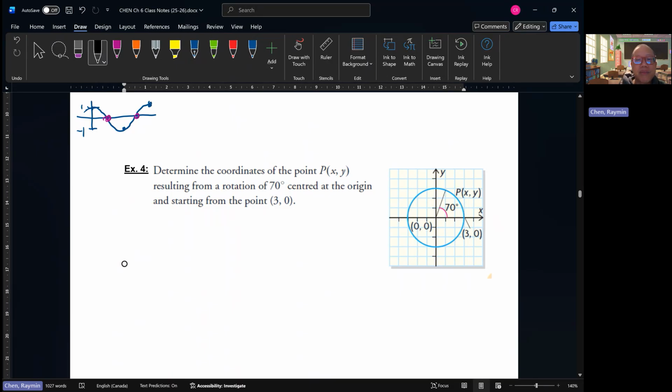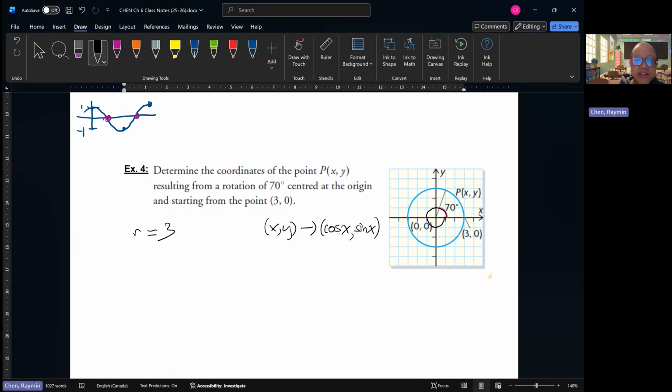Example 4 says, determine the coordinates of point P, (x, y), resulting from the rotation of 70 degrees centered at the origin, and starting from the point (3, 0). Now this question is interesting because the radius is actually 3 units, not 1, which we normally have in our unit circle. And I'm just going to trace it on the board so you can see it a little bit. That's our unit circle of 1. So we have a related acute angle that's going a little bit larger for the radius of 70. And if you recall what I was showing you, (x, y) is now the coordinates of (cosine x, sine x).